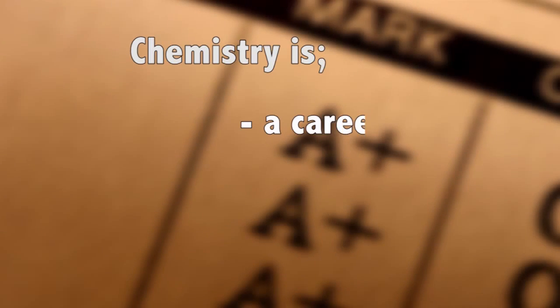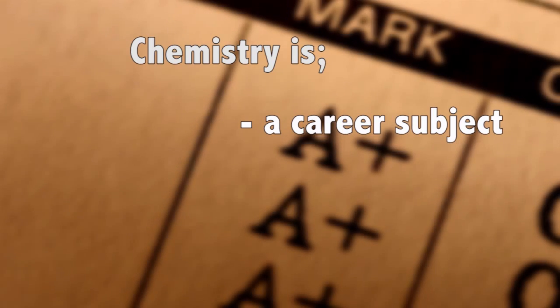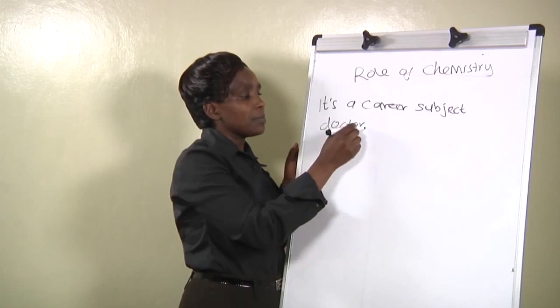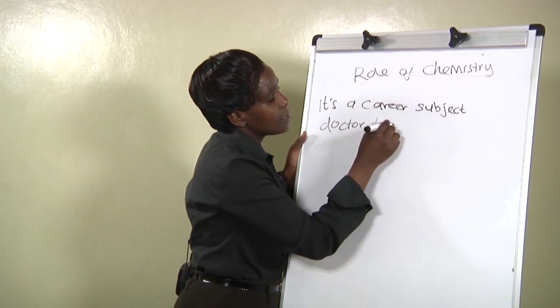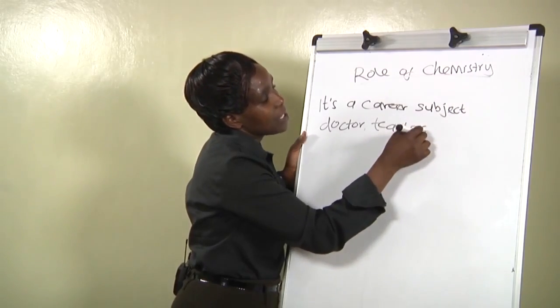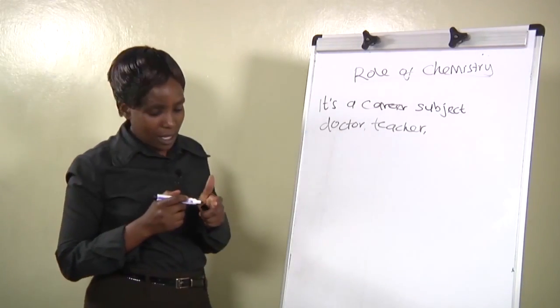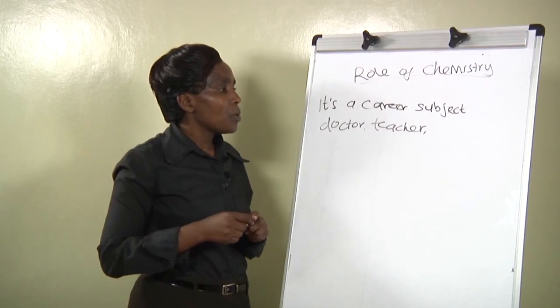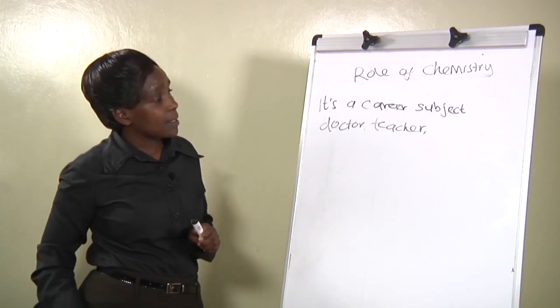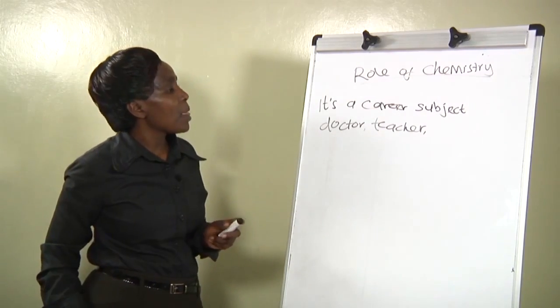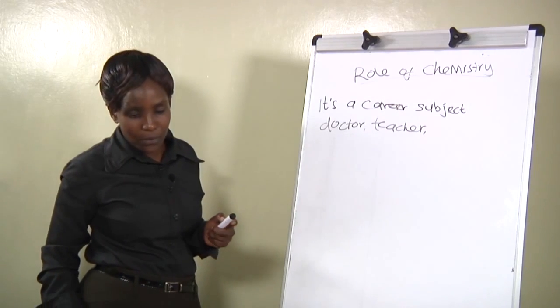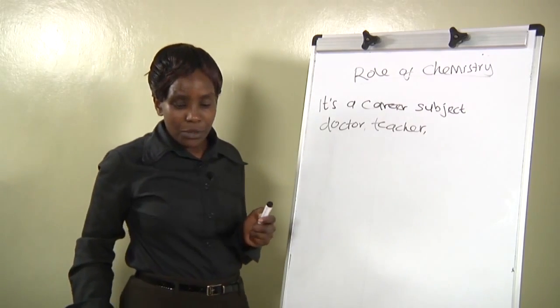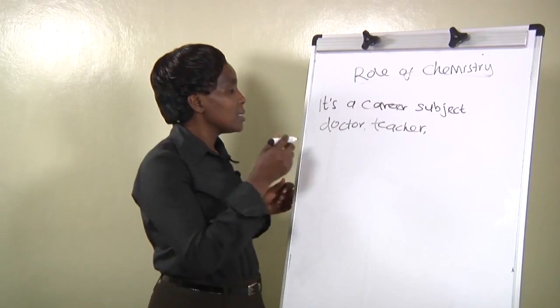We are saying this because one can become a doctor. It's through learning chemistry that one can become a doctor, a teacher, an engineer, and such like, even a nurse. So we are saying that this one is a career subject, or even one can become a lab technician and so forth. The other one is that through chemistry we are able to make medicines.